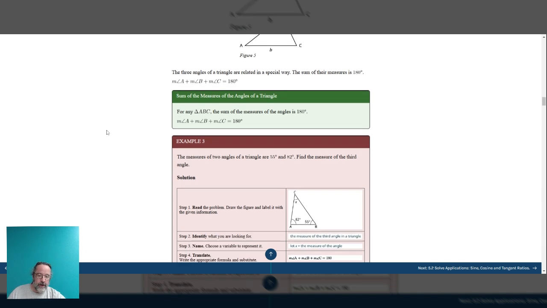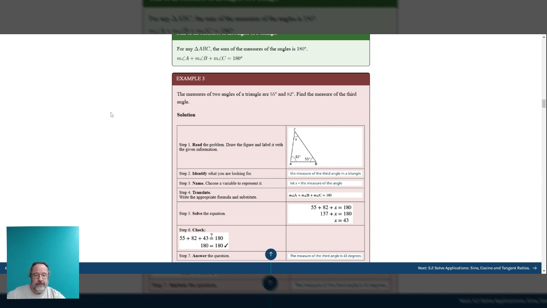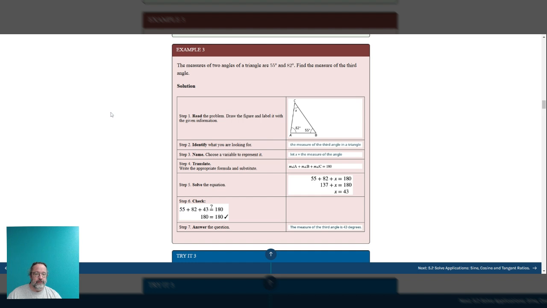So moving right along, example 3. The measures of two of the angles of a triangle are 55 and 82. Find the measure of the third angle. So in the diagram they've drawn here, they've shown the unknown angle is X, 82 and 55 are our knowns. So basically we know from our formula that the three angle measurements must add up to 180. So let's write down what we know. 55 plus 82 plus X equals 180. All right, there's our equation.